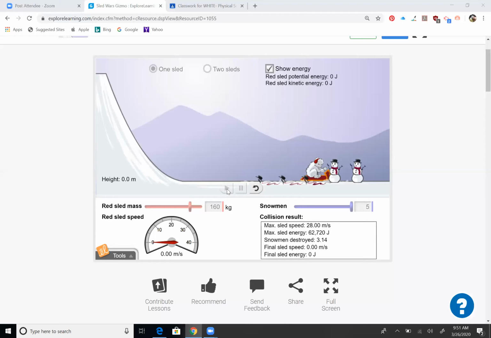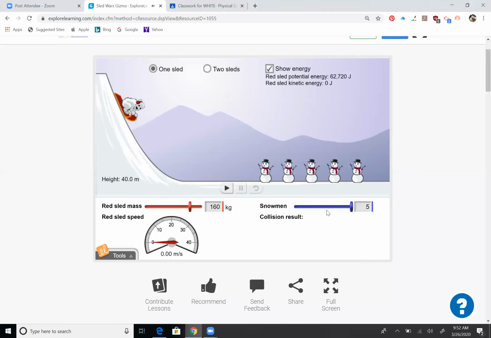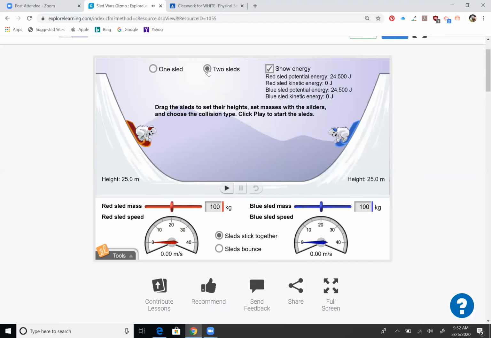All right, so turn the page onto activity C. This time we're going to do 2 sleds. So I need to click up at the top for 2 sleds. Show the energy. Energy is on. The red sled mass to 150, and its height at meters. The blue sled mass is at 100, and its height is at 35 meters.